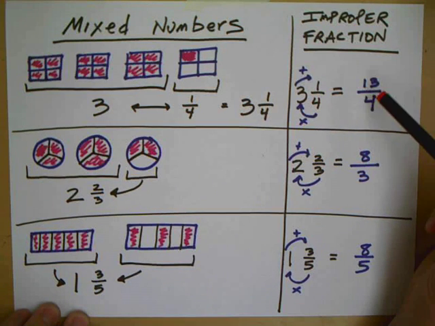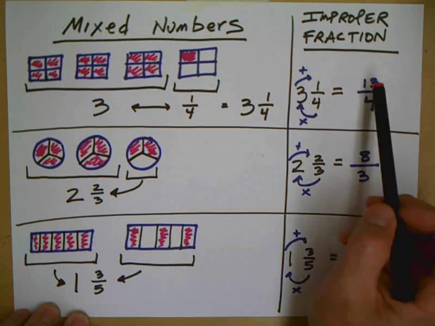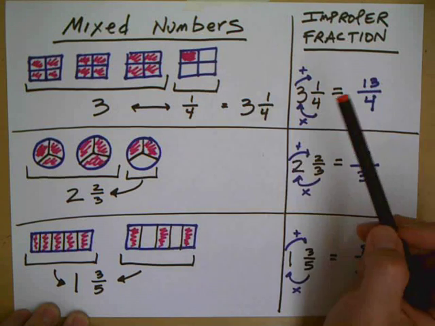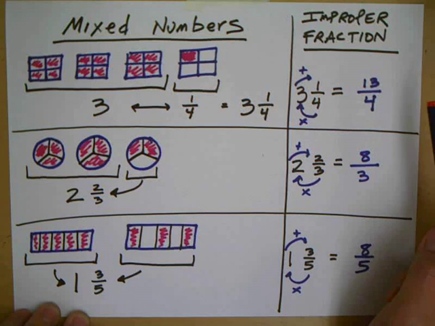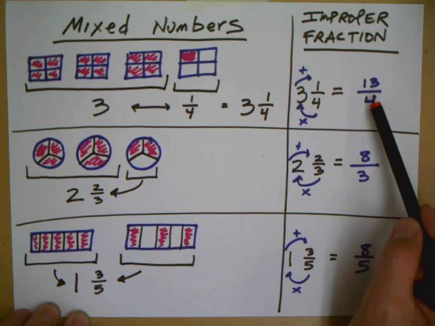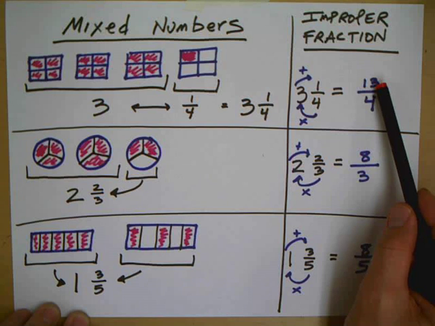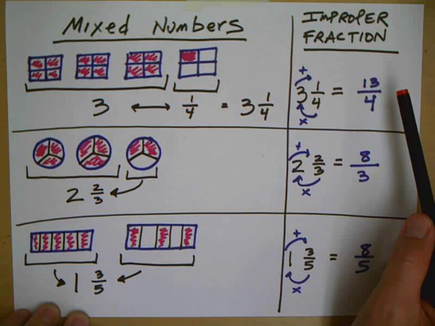I might start another video to show you how to convert from improper fractions back to mixed numbers. But one hint would be that this line right here means division. So basically figuring how many 4s go into 13 evenly and how many fourths are left over.